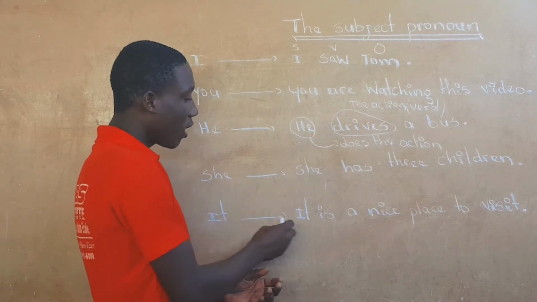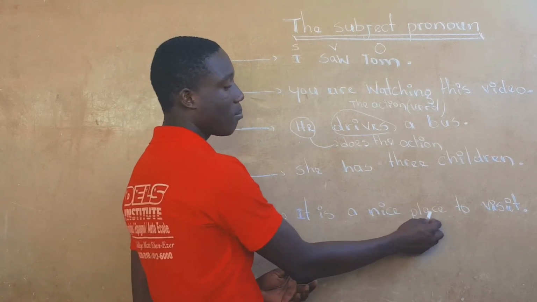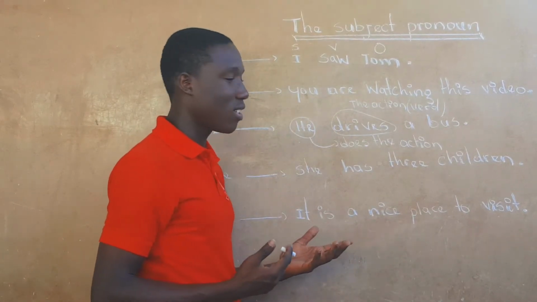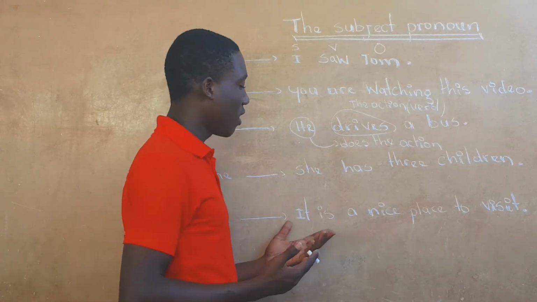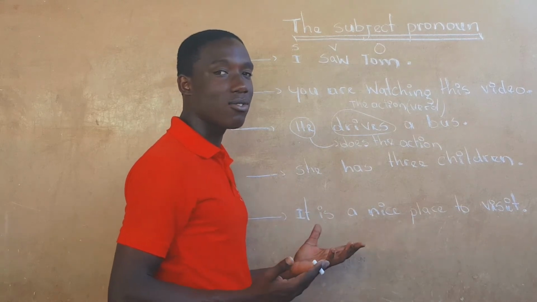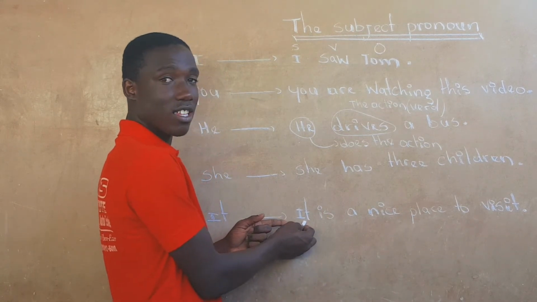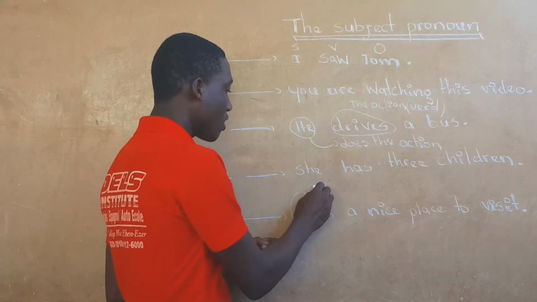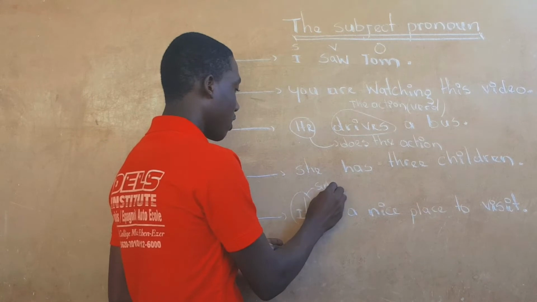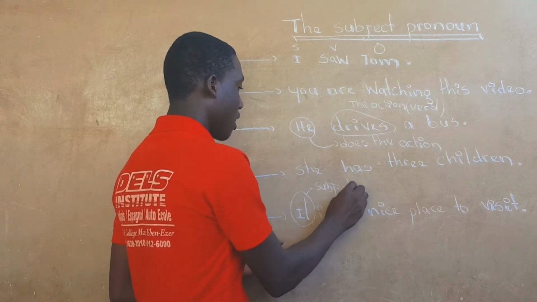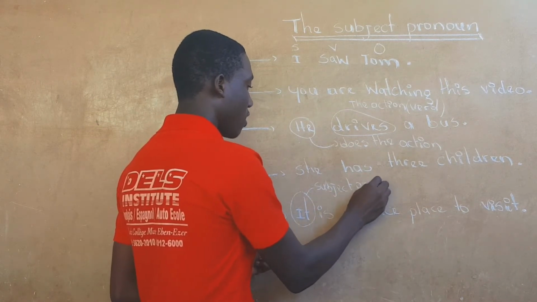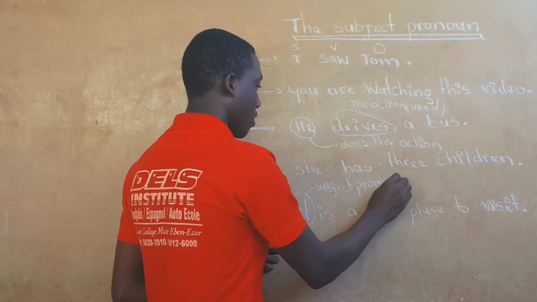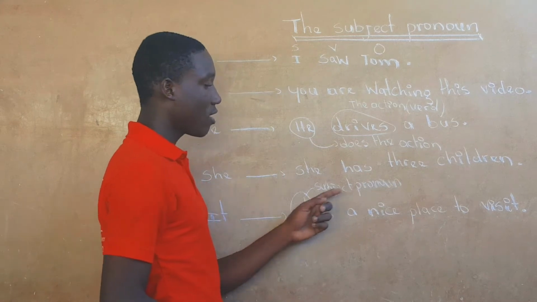And it is a nice place to visit. Ça c'est une belle petite place pour nous visiter. Ça c'est une belle place pour nous visiter. It is a nice place to visit. And in this sentence, it is the subject. It is a subject pronoun in this sentence. It is the subject pronoun.